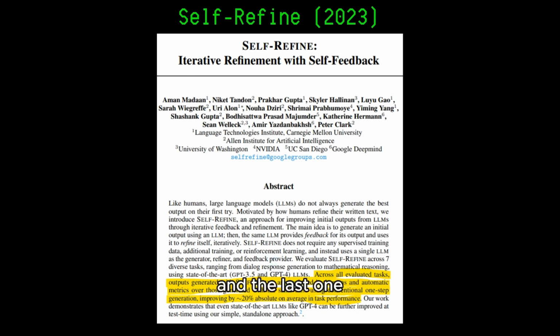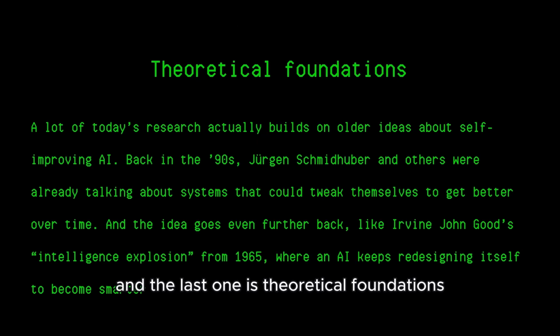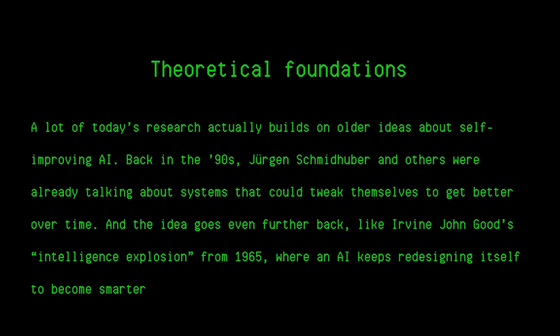And the last one is theoretical foundations. So a lot of today's research actually builds on older ideas about self-improving AI. Back in the 90s, Jürgen Schmidhuber, if any German is listening to this, I'm sorry if I mispronounce the name. So Jürgen Schmidhuber and others were already talking about systems that could tweak themselves to get better over time. And the idea goes even further back, like Irving John Good's intelligence explosion from 1965, where an AI keeps redesigning itself to become smarter.